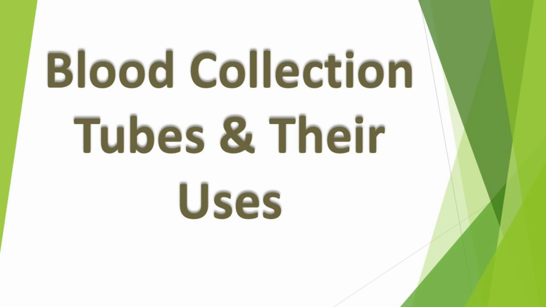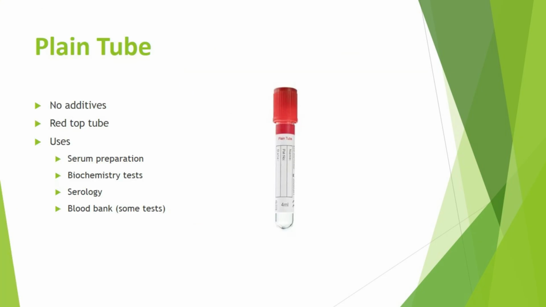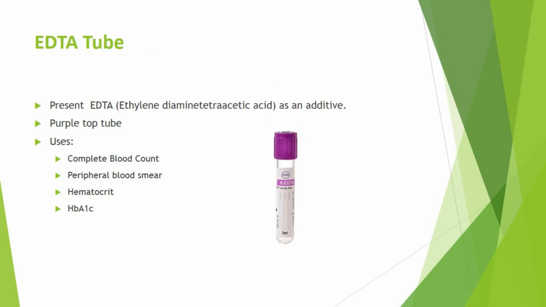In this video, we will learn about blood collection tubes and their uses. First one is plain tube. There are no additives added into these tubes. Plain tubes are red top tubes. Uses of plain tubes are for serum preparation, for biochemistry tests, for serology, and for blood bank.